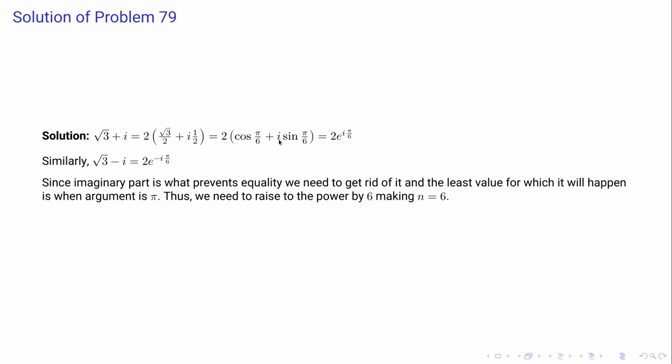So the imaginary part, that is the sine part, is preventing us from equality. So we need to get rid of this. So this happens at two places. Either this is 0 or it is a multiple of pi. So to make it a multiple of pi, we will have to multiply it with 6. That means n will become 6.